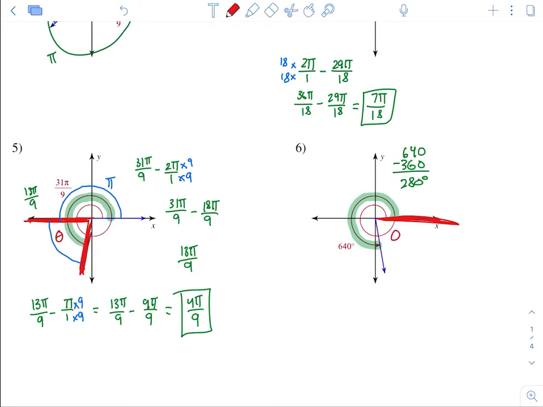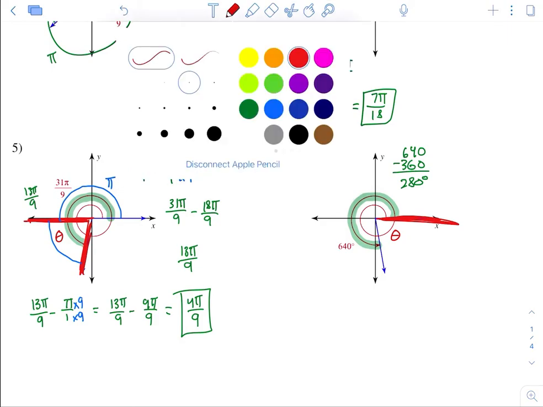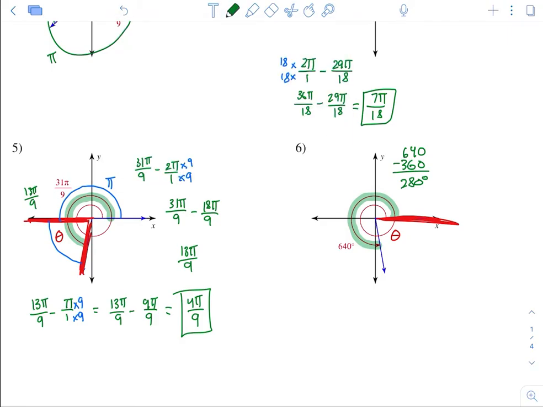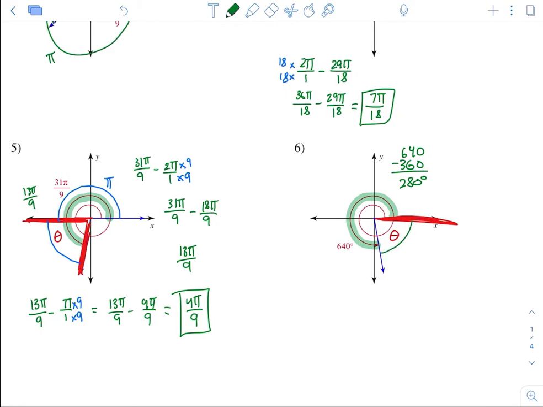So if this is theta, and that's 280, then we have to find what this amount is. And the only way we could find that is, well, 280 degrees plus this will equal 360. So we're going to do 360 and subtract 280 from it, and it's going to be 80. So this angle measurement is 80 degrees.